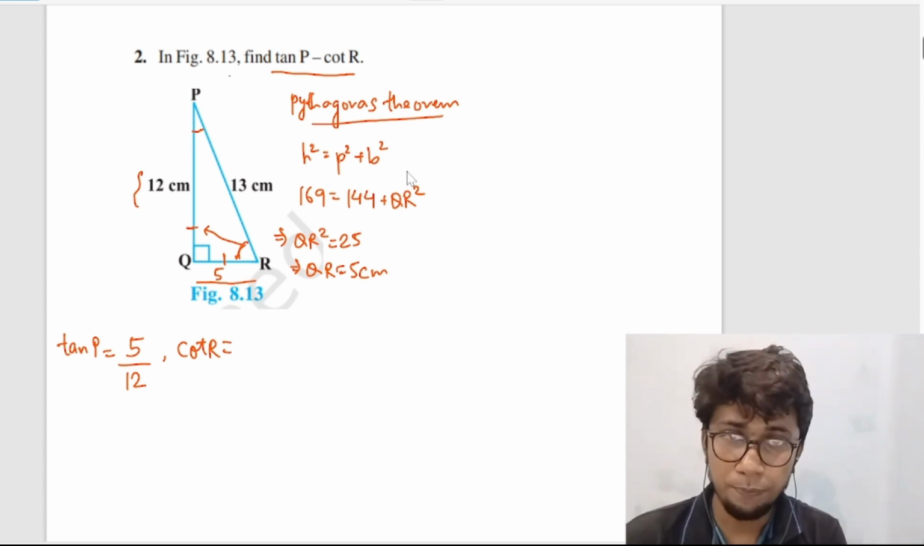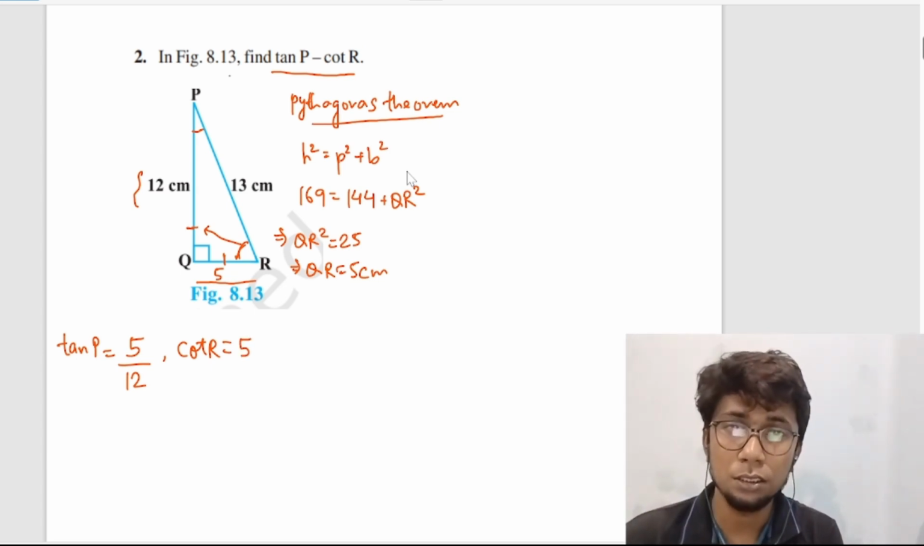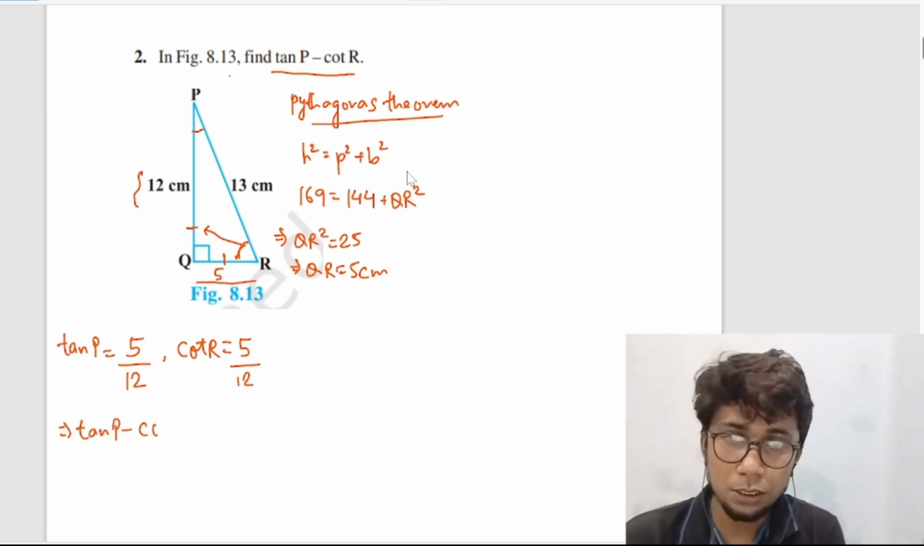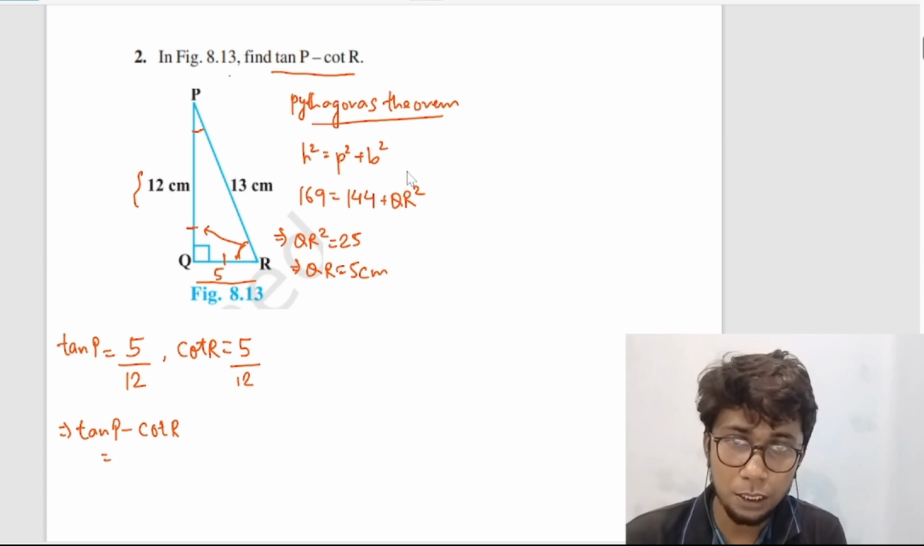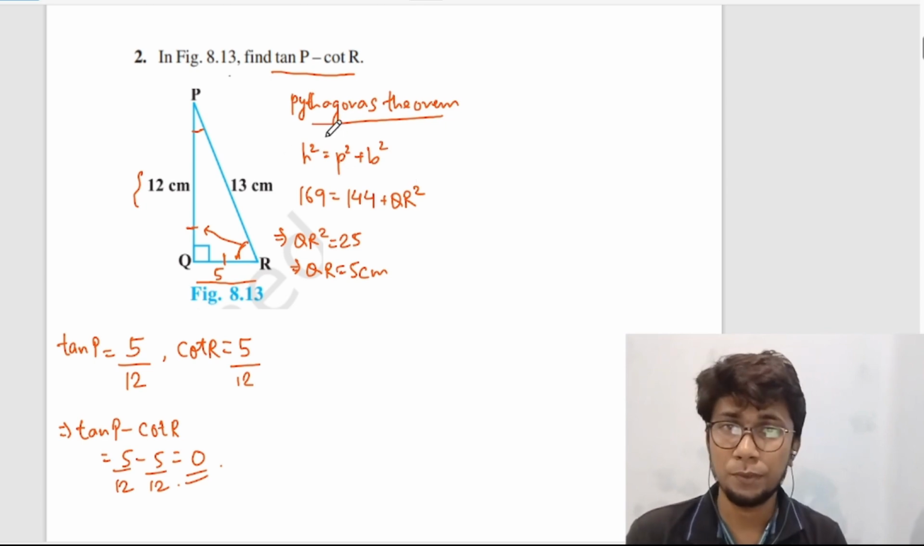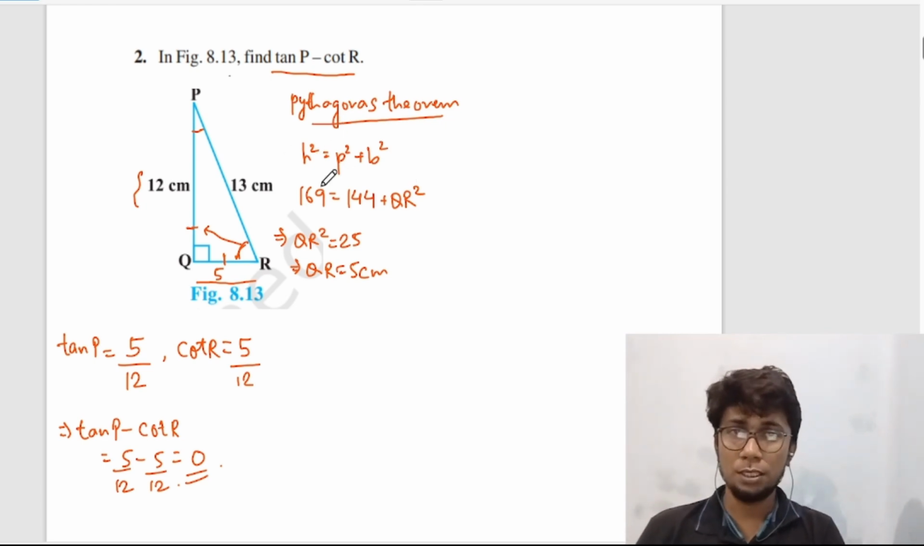So what is base here? Base is 5 and perpendicular is 12. So what about tan P minus cot R? It is nothing but 5 over 12 minus 5 over 12, that is 0. So this will be our answer. Alright, easy. So let's move on to the next question.